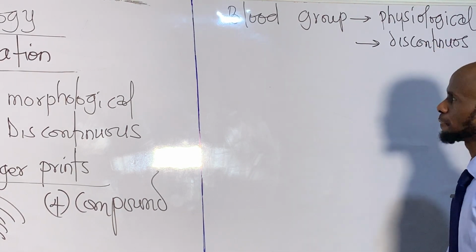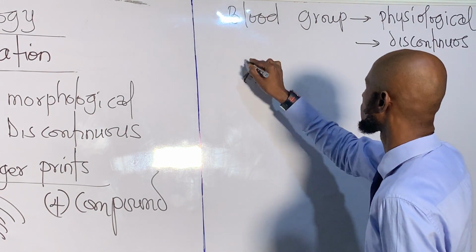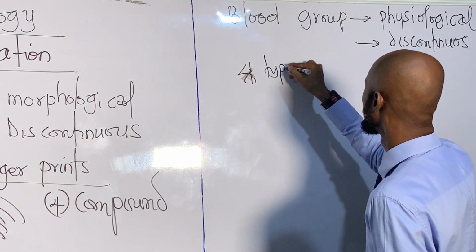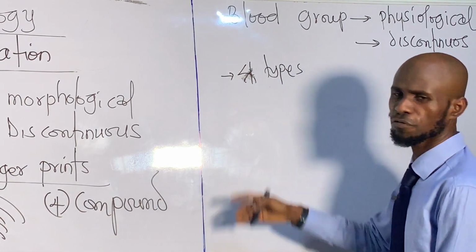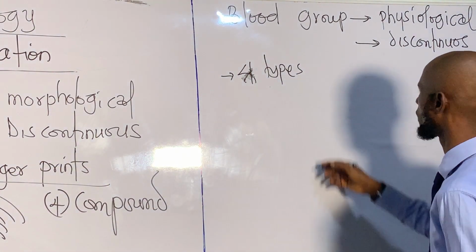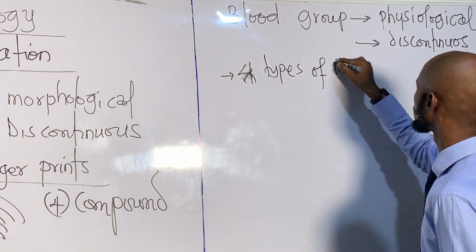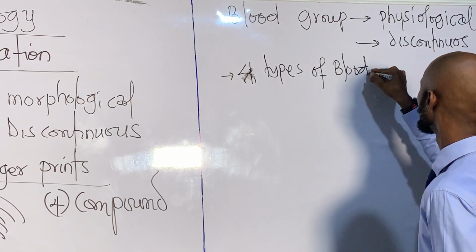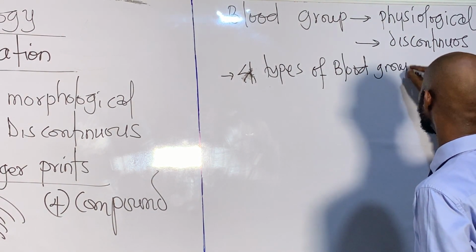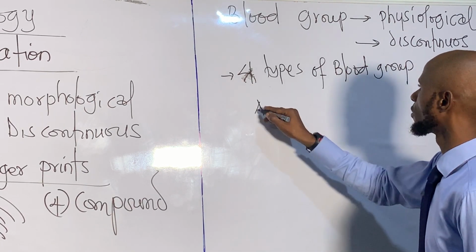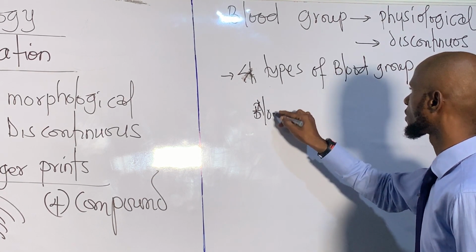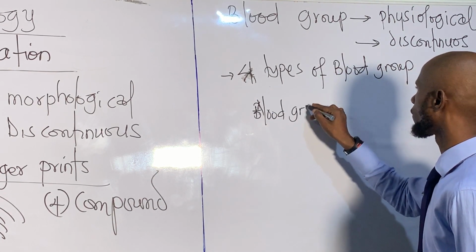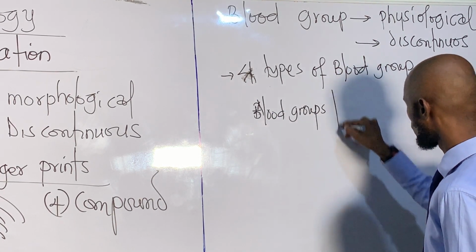Okay, so let's highlight the four types. So don't forget, we have four types of fingerprints. We have four types of blood group. So take note of that. Okay, let's have it in a table here. We have the blood groups.